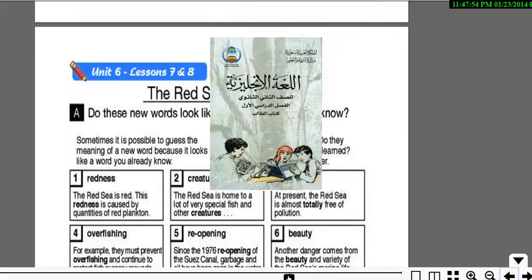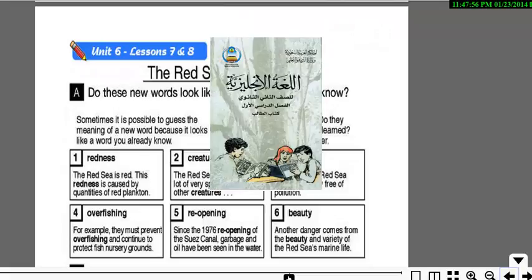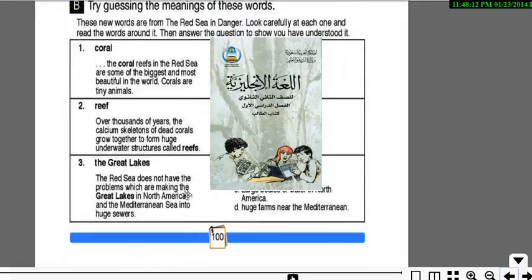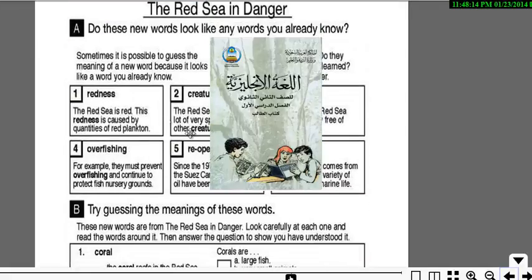So I'm going to basically move to the next lesson, 7 and 8. We're going to work on part of it in this session, which is supposed to be about Lesson 6, but because there's nothing more than revision, we're just moving on here. The Red Sea is in danger, and this page has got two parts, A and B.